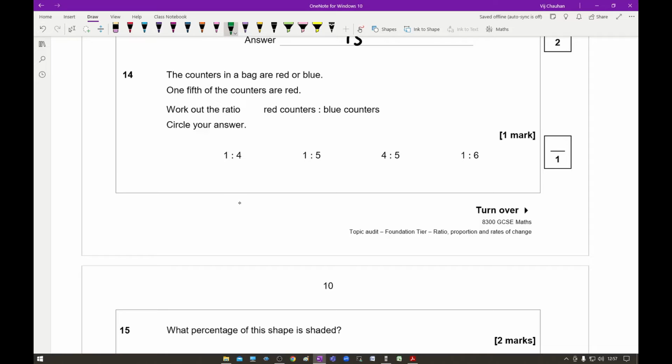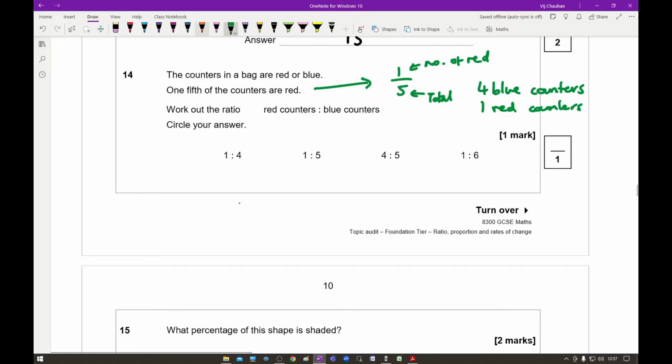So here, if the number of red counters is 1/5, then that means that there's going to be a total of 5, and the number of red counters is 1. Now if a counter only includes red and blue, then that means that if there's only one red counter and there are 5 counters in total, then there are going to be 4 blue counters. So writing this as a ratio, in the ratio of red counters to blue, that's going to be 1 to 4, so I need to circle the first option.